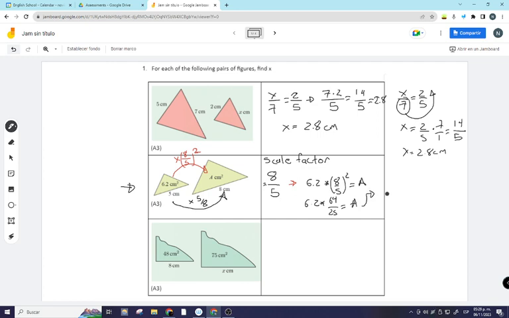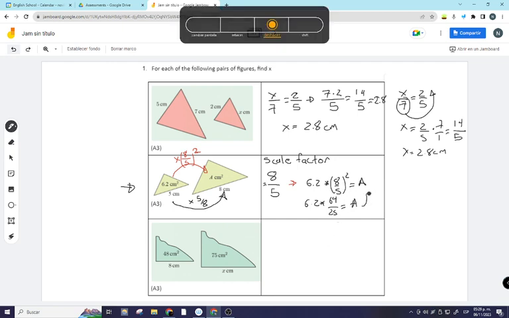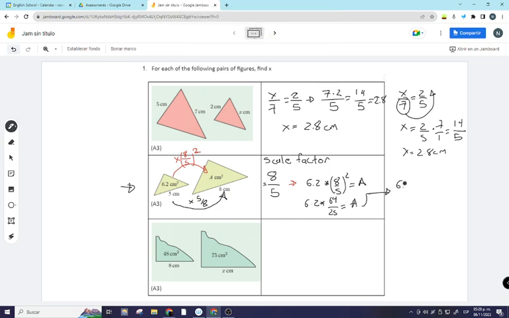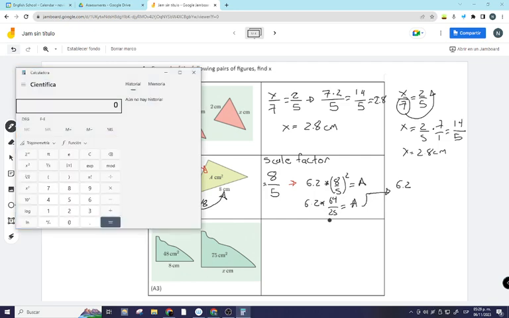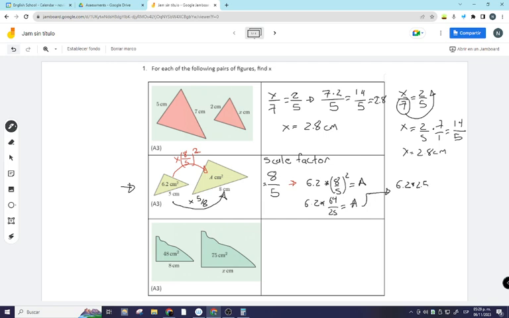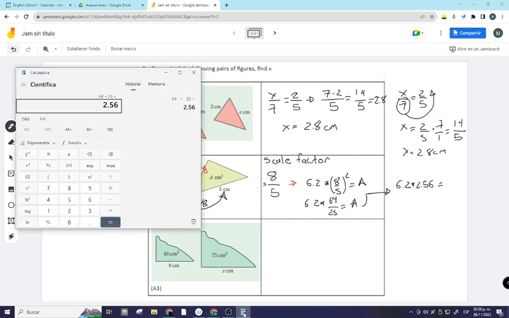Let's do it. So 6.2, excuse me, let me write it outside the box. 6.2, now let's check, 64 divided by 25 is 2.56 exactly, multiplied by 2.56. That should be 150. No, excuse me. It should be 15.872. Let's do it again, just to confirm.